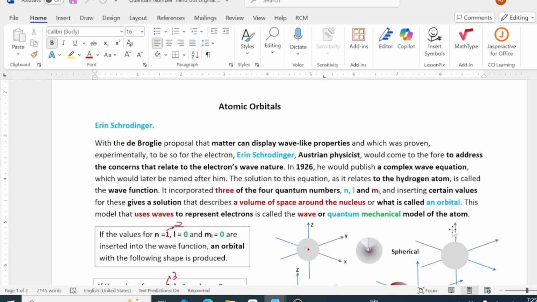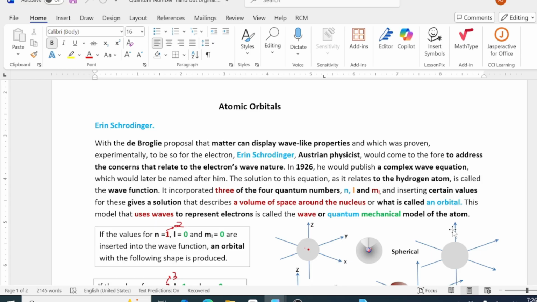With the Louis de Broglie proposal that matter can display wave-like properties, and which was proven experimentally to be so for the electron, Erwin Schrödinger, Austrian physicist, will come to the fore to address the concerns that relate to the electron's wave nature. In 1926, he would publish a complex wave equation, which will later be named after him. The solution to this equation, as it relates to the hydrogen atom, is called the wave function.